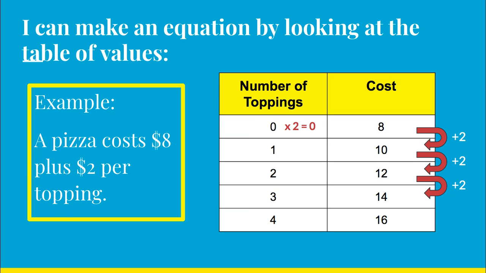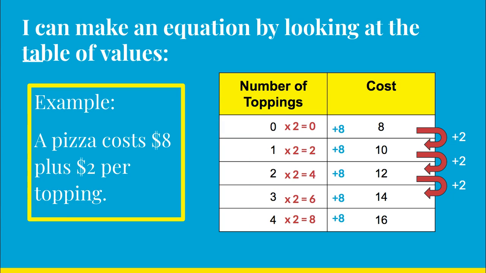So I'm going to do 0 times 2 is 0, 1 times 2 is 2, 2 times 2 is 4, 3 times 2 is 6, and 4 times 2 is 8. Then I want to look at those numbers that I got and take a look at the cost numbers that I'm trying to get. So what do I need to do to a 0 to make it an 8? I need to add 8. What do I need to do to a 2 to make it a 10? I need to add 8. And this will work all the way down for those other numbers as well.